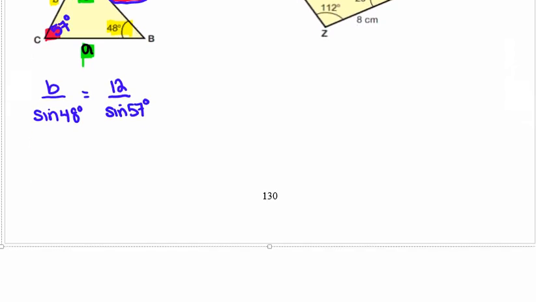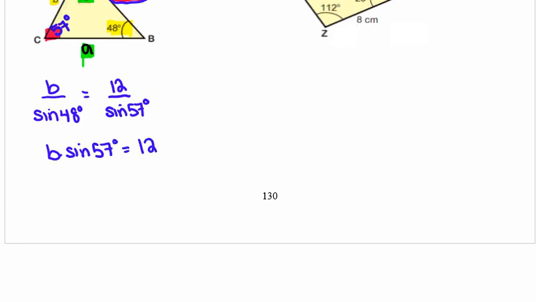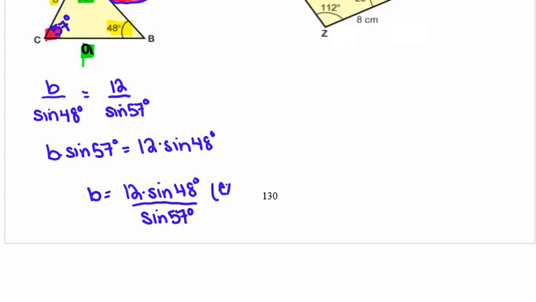So I'm going to cross multiply: b times the sine of 57 degrees going in one direction crosswise equals 12 times the sine of 48 degrees going in the other direction crosswise. So b, when I divide both sides by sine of 57 degrees, is going to be 12 times sine of 48 degrees over sine of 57 degrees. That would be, if I were asked to find it, an exact value. Notice that I can find that very easily and quickly without having to punch things into the calculator.